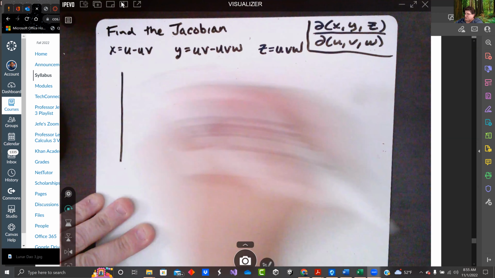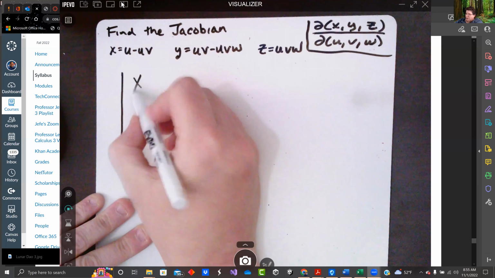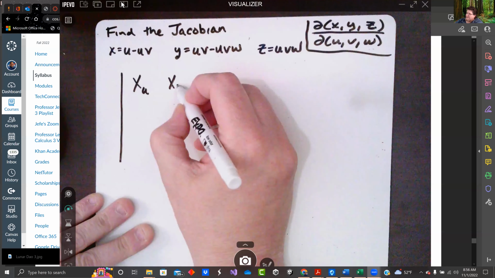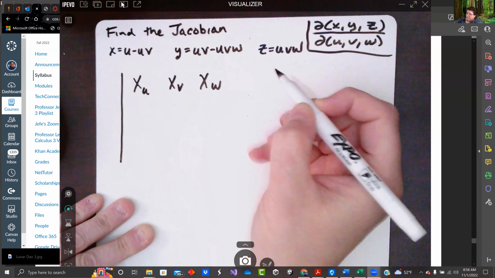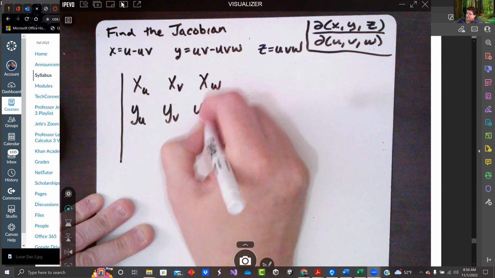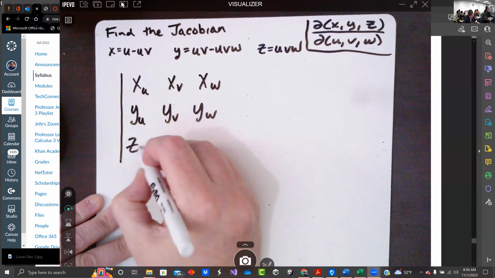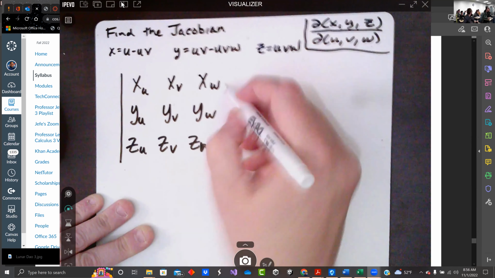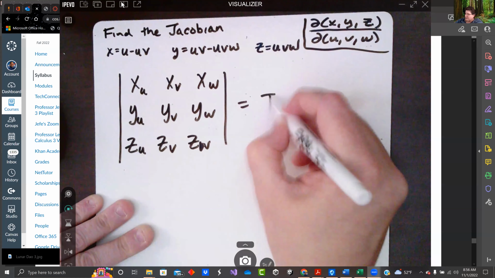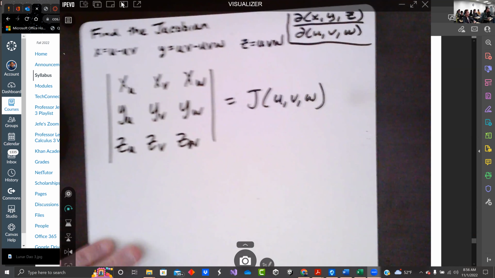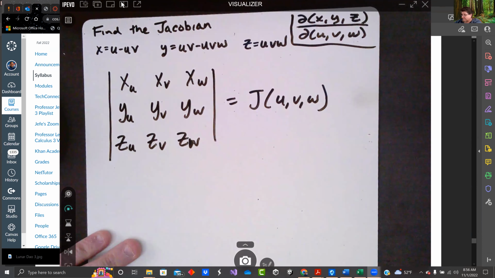switching to the notation that people like, the partial derivative of x with respect to u, the partial derivative of x with respect to v, and w, then y_u, y_v, y_w, and z_u, z_v, z_w. This is the Jacobian of u, v, w. And it's that.